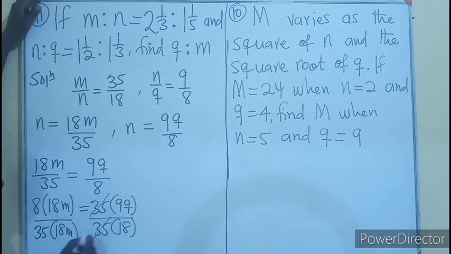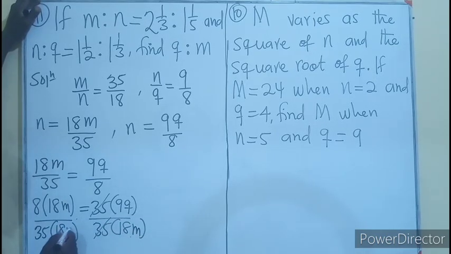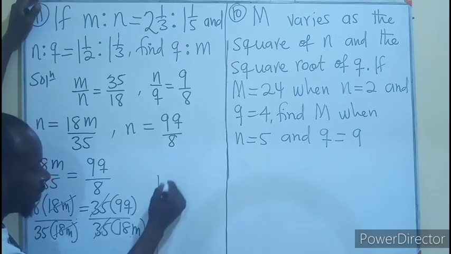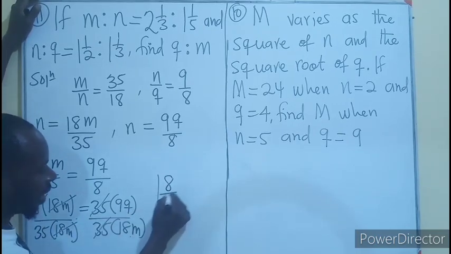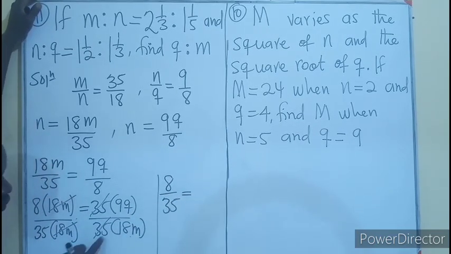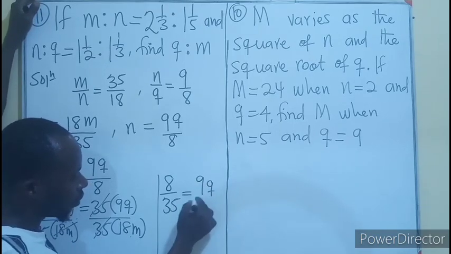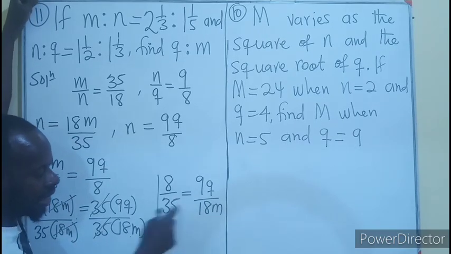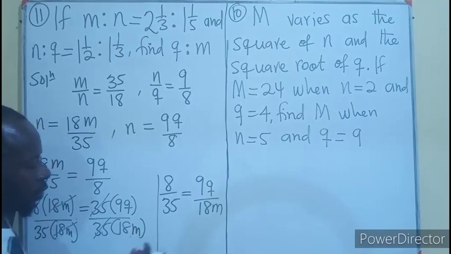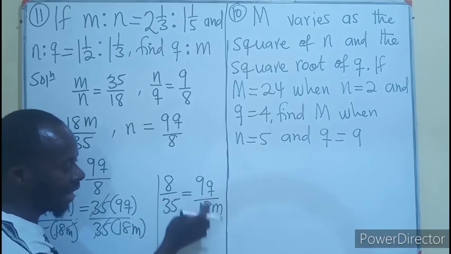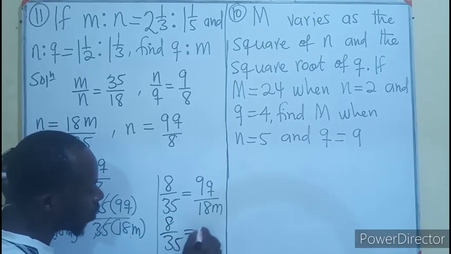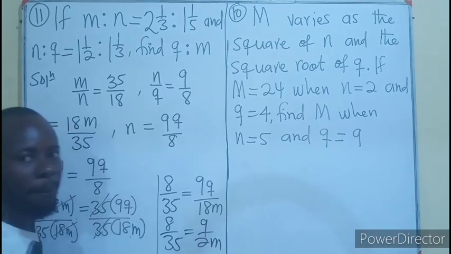This 35 will cancel. This is 18m, so this 18m will also cancel here. So we are left with only 8 divided by 35 equals 9q divided by 18m. But I can see 9 and 18 have a common factor. So if I divide by the common factor 9, I'll be having 8 on 35 equals q on 2m.